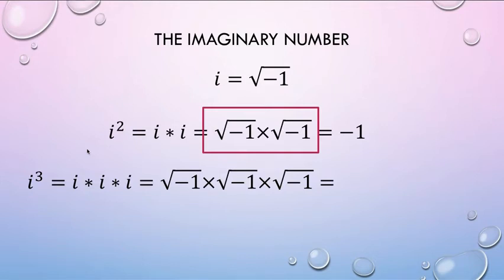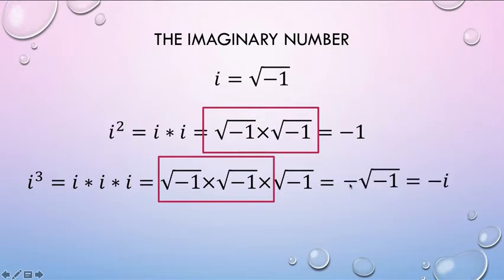So now here, we've got i to the third. That's just i times i times i, which is the square root of negative 1 multiplied by itself 3 times. Well, within this, we have that negative 1 again times the square root of negative 1. And we know that this square root of negative 1 here just equals i. So this would simplify to the negative square root of negative 1, or just negative i. So i to the third power simplifies to negative i.